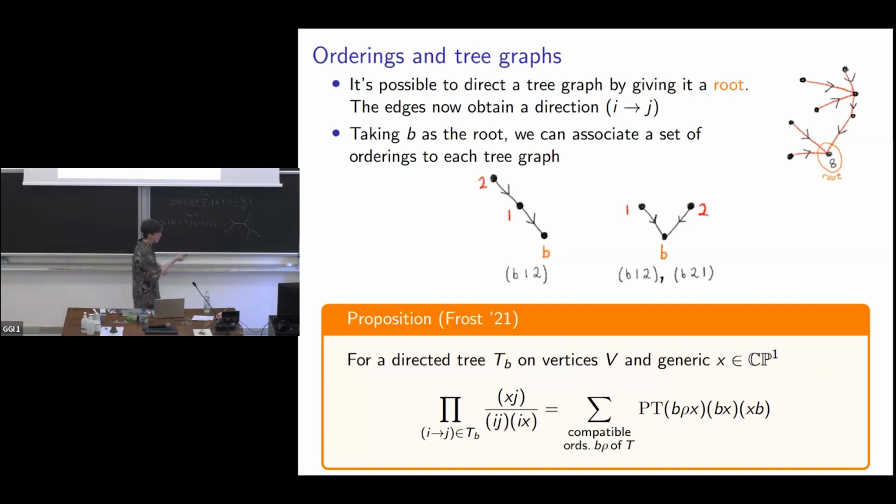And now we can associate products very similar to what we saw before for our determinants. So we have this 1 over ij, which you might have spotted earlier. We can associate this kind of product for each tree rooted at B to a sum over compatible orderings like this of Parke-Taylor factors in this way, for some generic X in CP1, which basically just soaks up some weights. Okay, so now we can relate ordered trees to orderings. So let's do that.